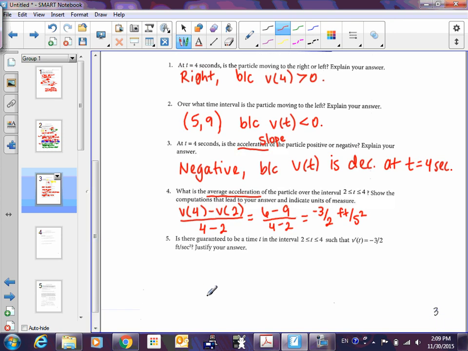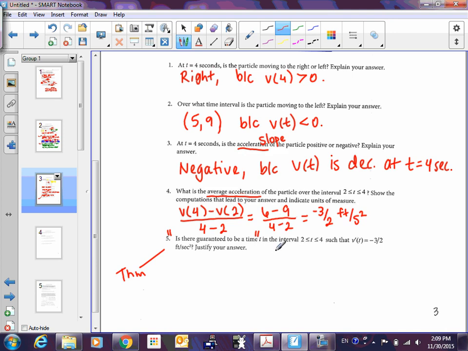Okay, so let's look at number 5. It says, is there guaranteed to be a time? I see that phrase again. Is there guaranteed to be a time? So what are you thinking? Some theorem. So the next thing should either be talking about in between values, which is like intermediate value theorem, extreme values, like absolute max or min, or it should be talking about something about the average rate of change equaling the instantaneous rate of change.